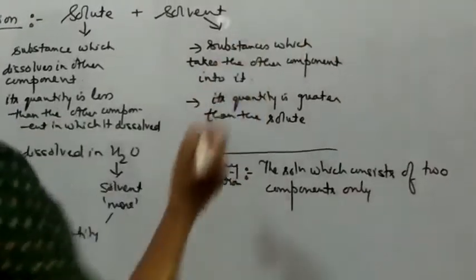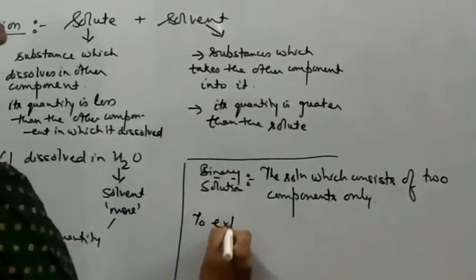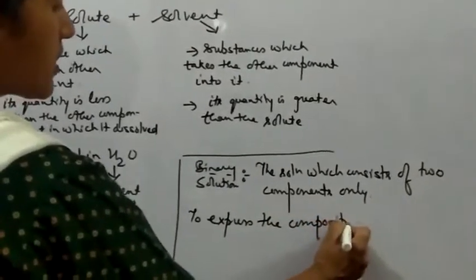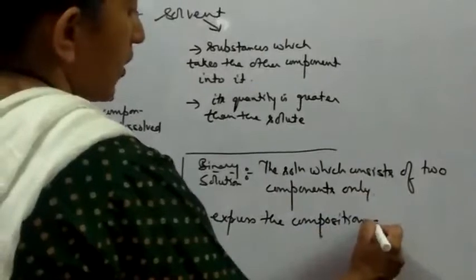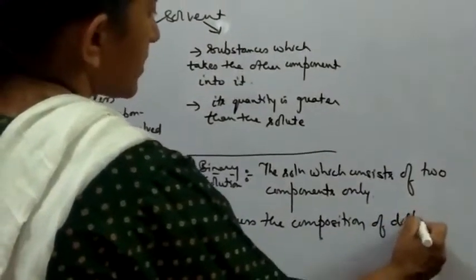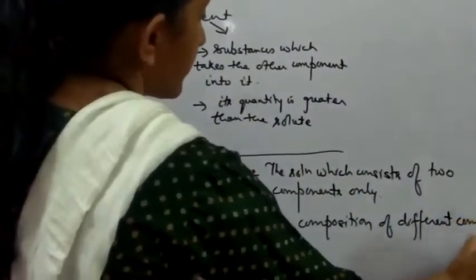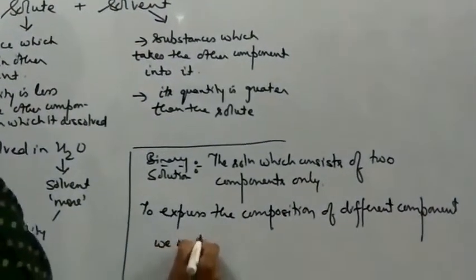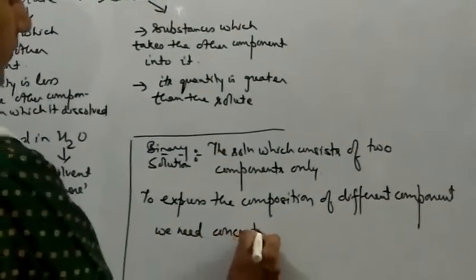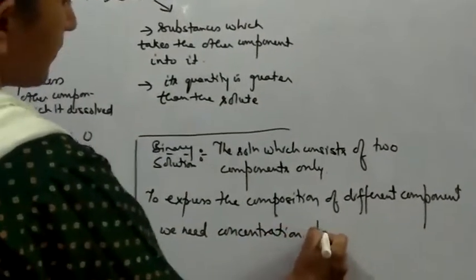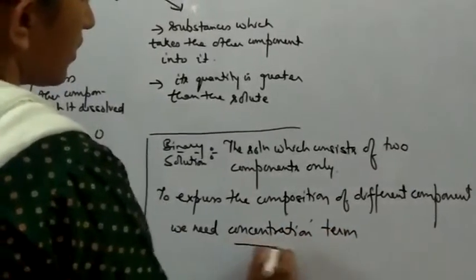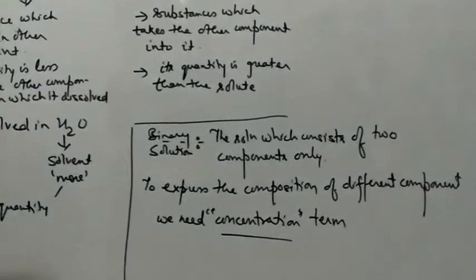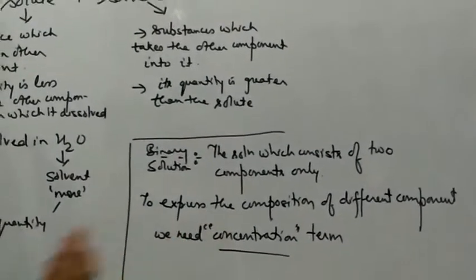Now the binary solution, right. Now here the word is composition. Now to express the composition of different components, we need a concentration term, right. The composition of the different components will be expressed in terms of concentration.